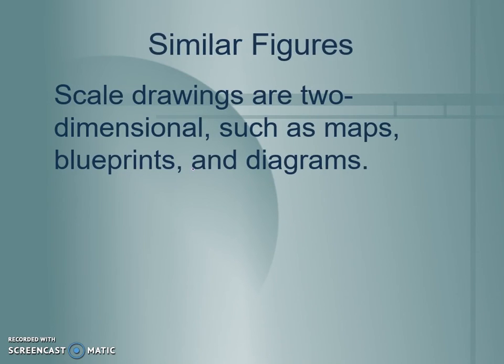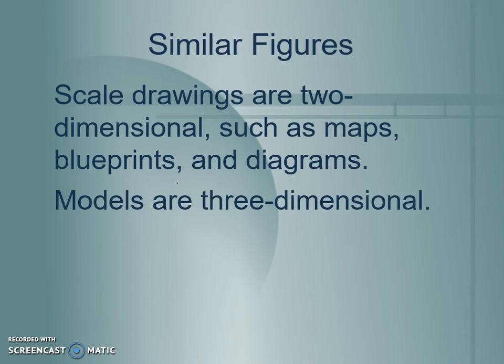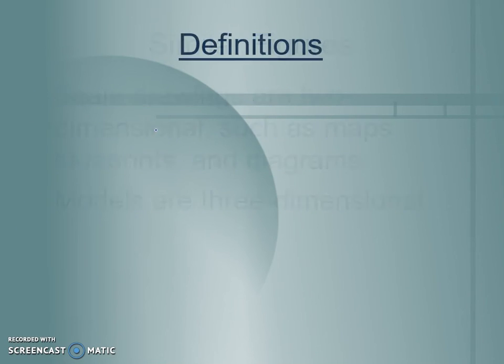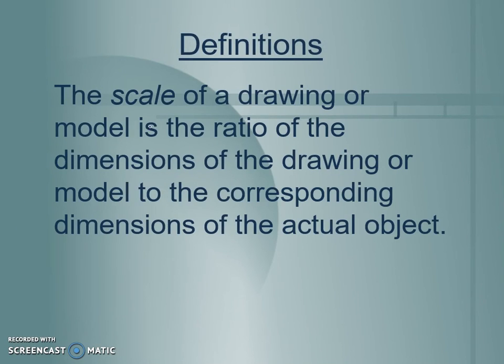And then last but not least is scale figures or scale drawings. They're two-dimensional, such as maps, blueprints, and diagrams. Then we have models are three-dimensional, so remember scale drawings, two-dimensional, models are three-dimensional. The scale of a drawing or model is the ratio of the dimensions of the drawing or model to the corresponding dimensions of the actual object.